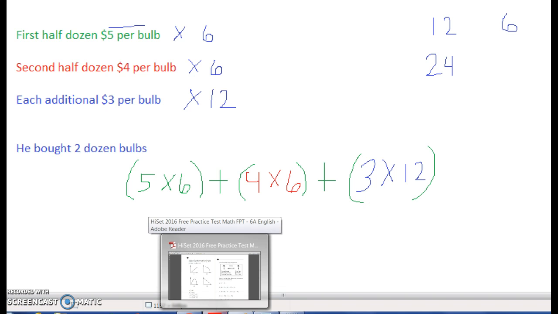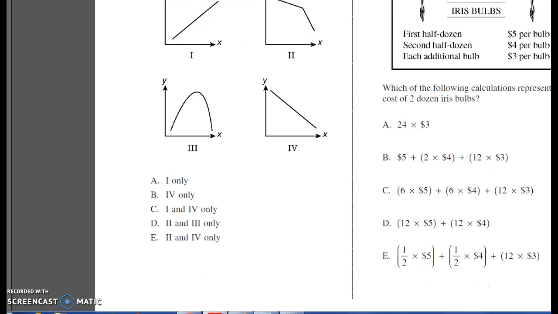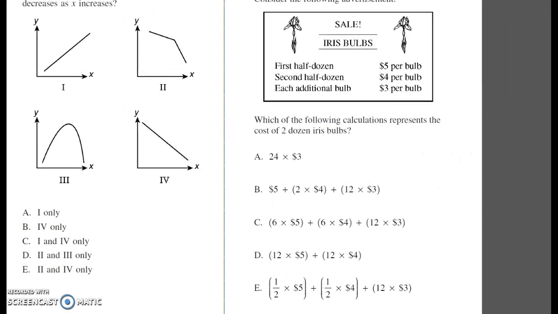Now we're going to go back to our answers and see which one of these has the same answer that we had. The first one is 24 times 3. So what they did for the first one is they took all 24 bulbs and multiplied them by the $3 per bulb. That's not going to be correct. The second one, they took $5 and added it to 2 times 4 and added it to 12 times 3. That would give us 12, 13, 14, 15 bulbs instead of 24. So that's not going to be the correct answer.